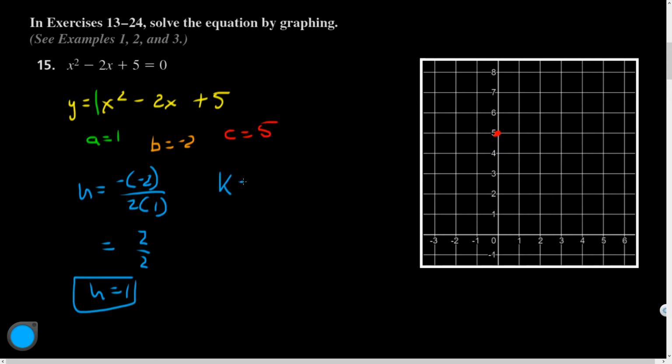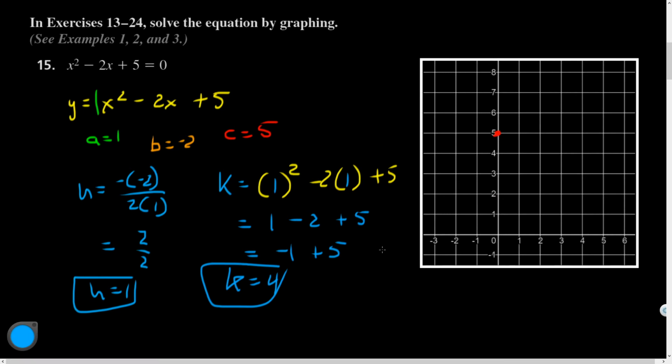Now to find the y coordinate of the vertex, k, I take this 1 and plug it in everywhere I see an x. And so x squared minus 2x plus 5. Let's plug in a 1 for those x's. 1 squared is 1, minus 2 plus 5. 1 minus 2 is -1, plus 5. And I get k equals 4. And so my vertex occurs at over 1, up 4.